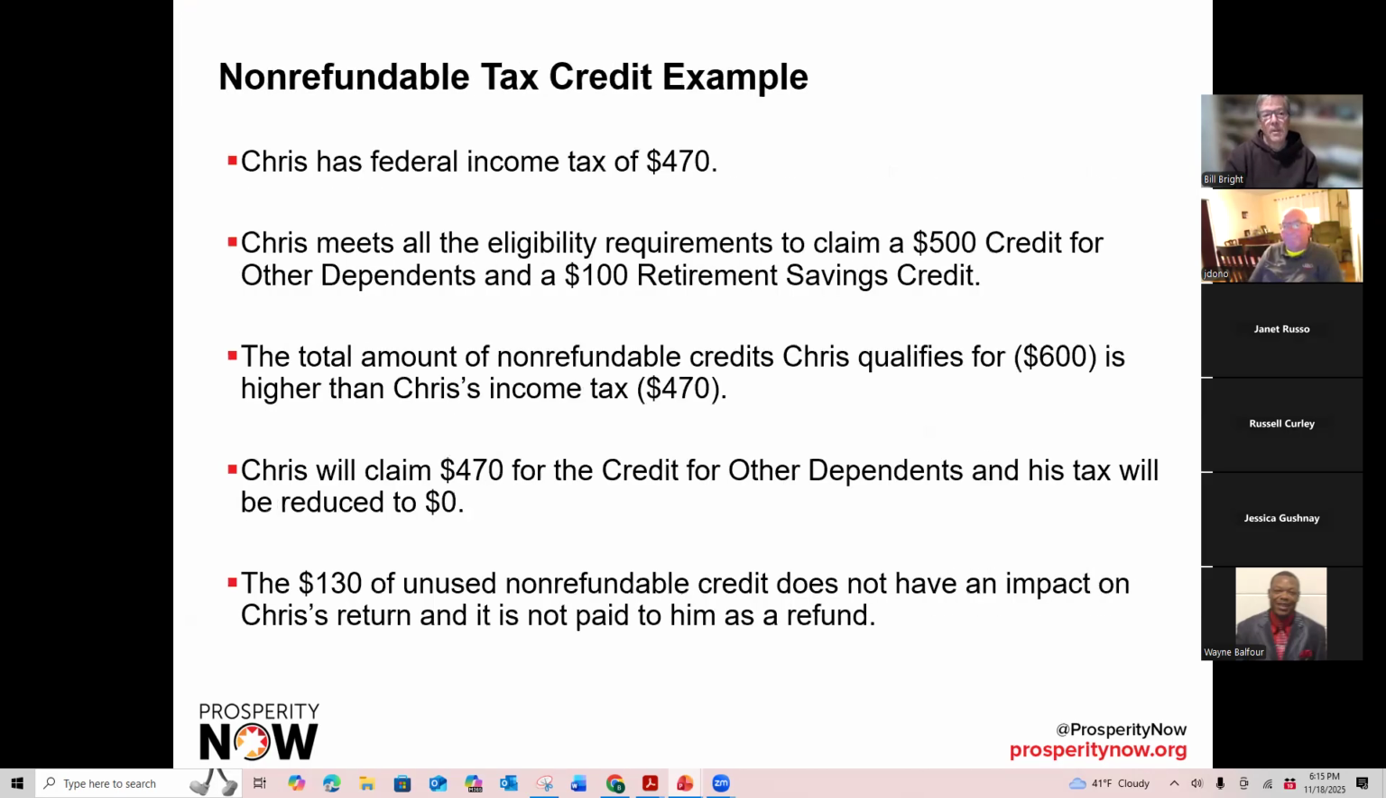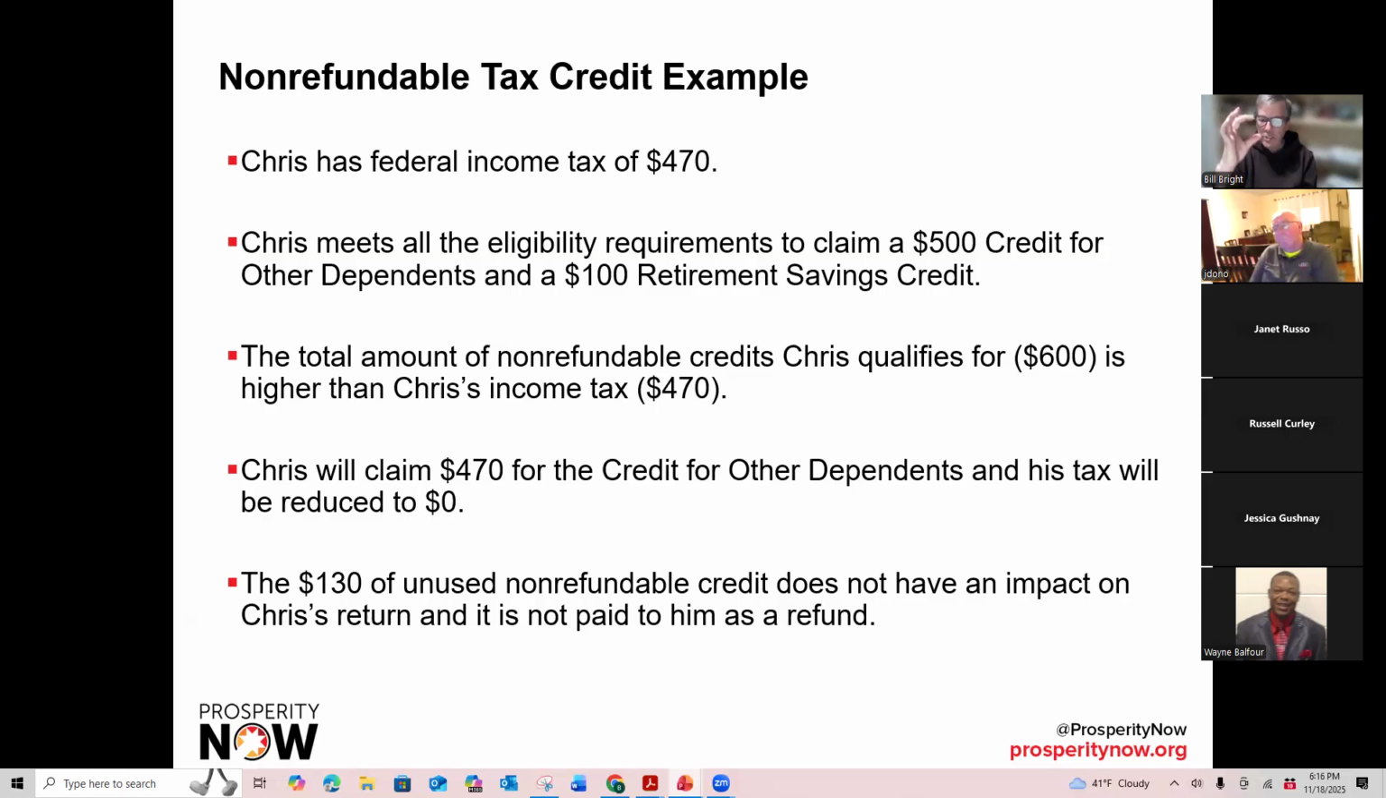Okay, so here's an example. Chris had a federal income tax due. After his taxable income is calculated, his tax due is $470. He meets the eligibility requirements to claim a $500 credit for other dependents and a $100 savings credit. The total of those is $600, which is higher than his income tax of $470. So all that goes to zero, but the other $130 just goes away. It never happened. And we do see that quite often.